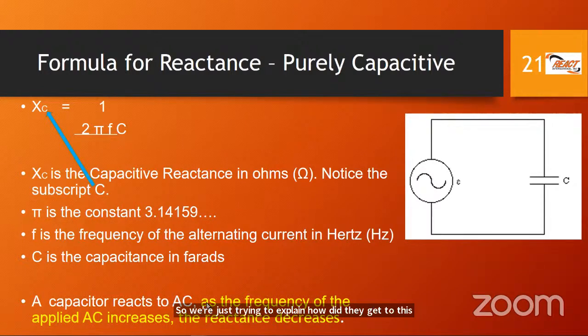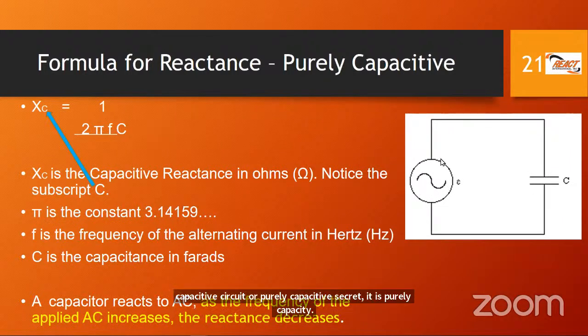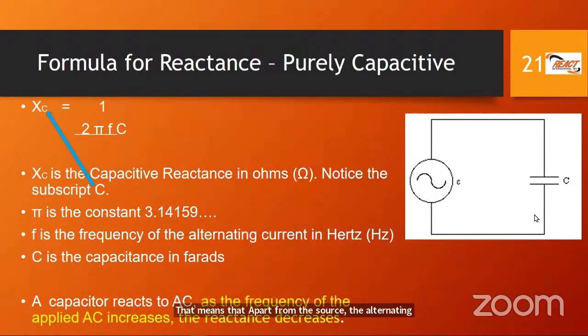So we're just trying to explain how did they get to this statement? How do they know that when you're in a capacitive circuit or purely capacitive circuit, remember, purely capacitive means that apart from the source, the alternating current source, the only other component is a capacitor. That's what they mean by purely capacitive. Only a capacitor. Here's our capacitor, right? But they're saying here, and it's an exam question, that as the frequency of the alternating current increases, the reactance of the circuit will decrease. How do they know that, right?